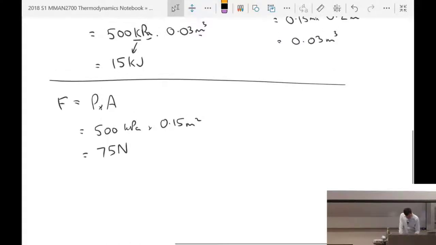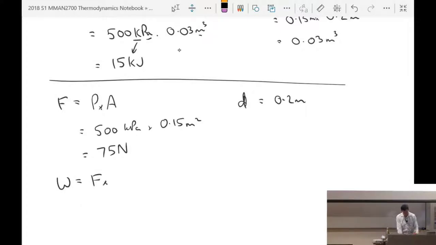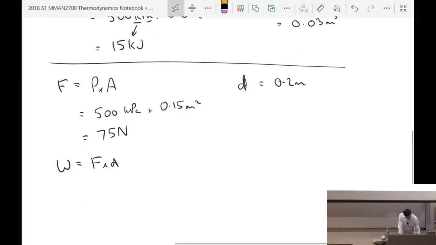All right, and what was our distance? We said our distance was 0.2 meters. So if work equals force times distance, then we'd say 75 newtons times 0.2 meters, and we'd find that that should have been kilonewtons. That looks better.